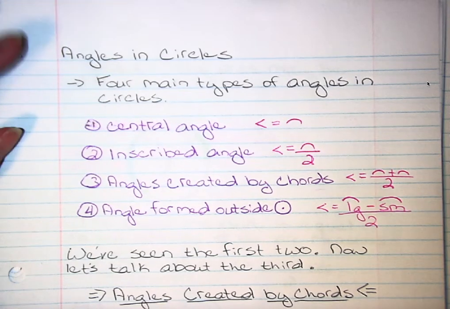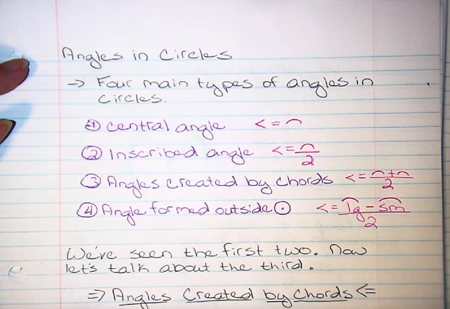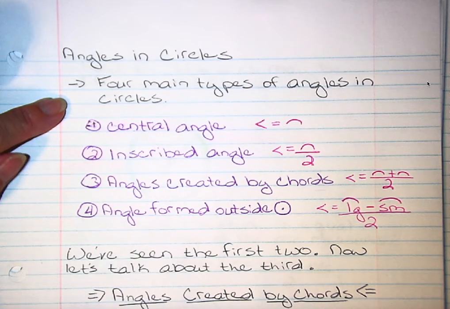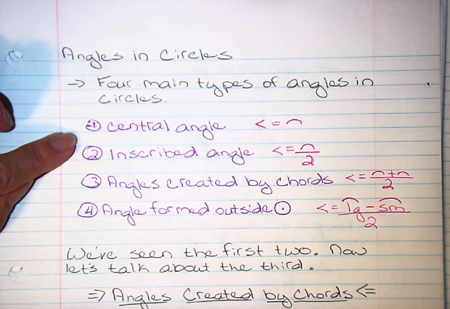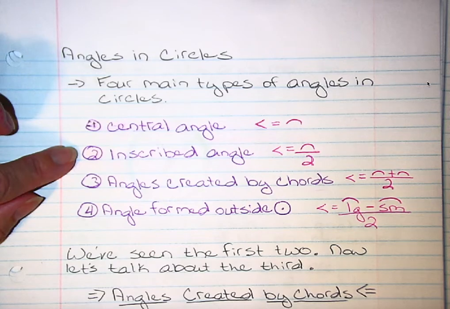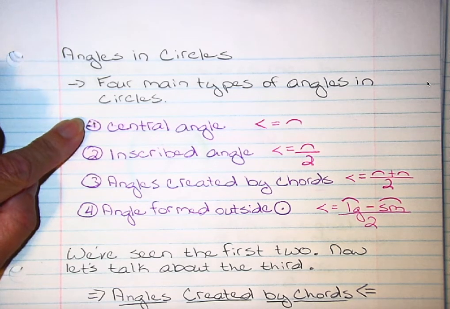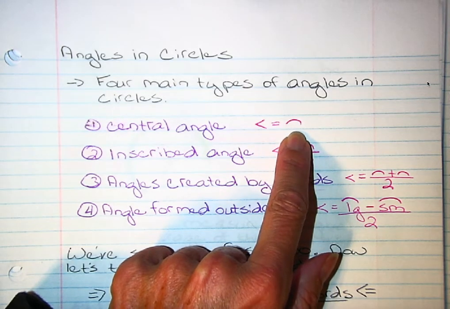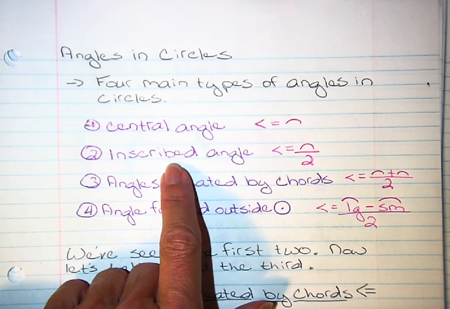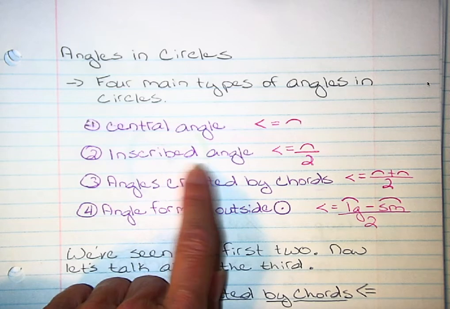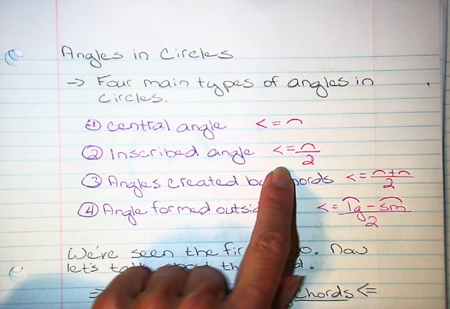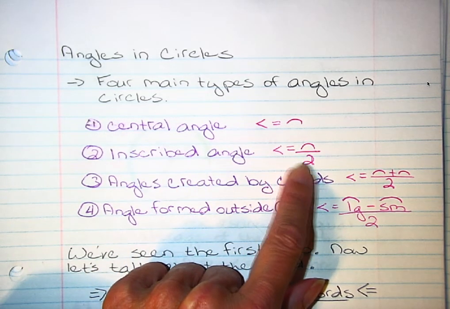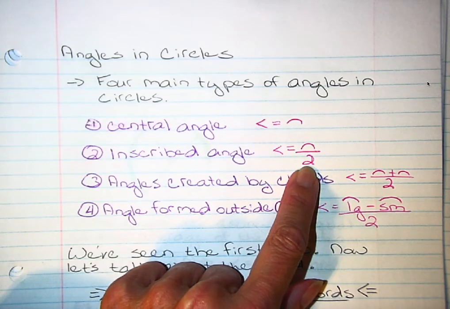All right, we're going to continue our discussion on angles and circles. There are four main types of angles and circles. The first two we have already talked about. The first one was central angles, and remember, a central angle equals the arc that it intercepts. We've also talked about an inscribed angle. An inscribed angle, the angle equals the arc it intercepts divided by 2.